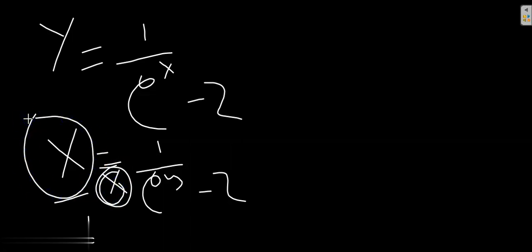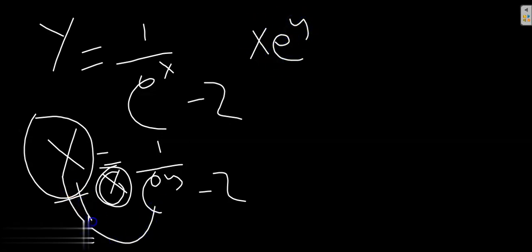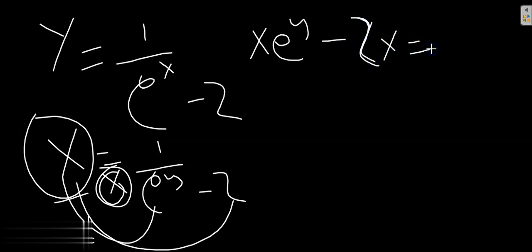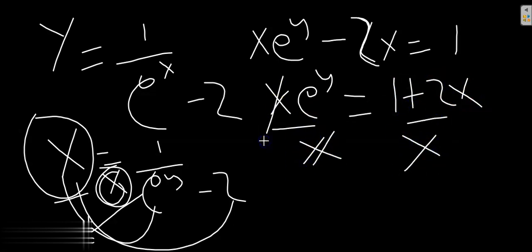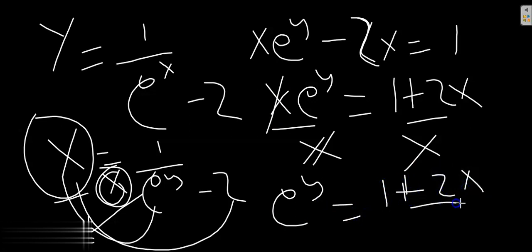So when I just quick cross it, I get x e raised to the y, because I'm multiplying x by this, I'm also multiplying by this. So x e to the y minus 2x will be 2x, and equal to, when we multiply 1 times 1, we get 1. Now I want to solve for y, so for that reason I gotta fold. When I fold it, x e raised to the y equals 1 plus 2x, and then over x. Then I get rid of these x's, and now I'm left with e raised to the y equals 1 plus 2x over x.